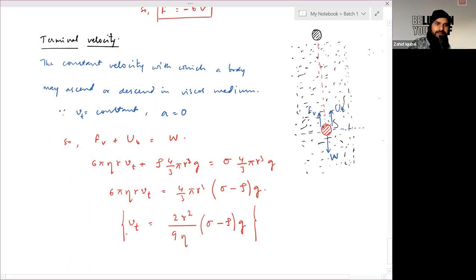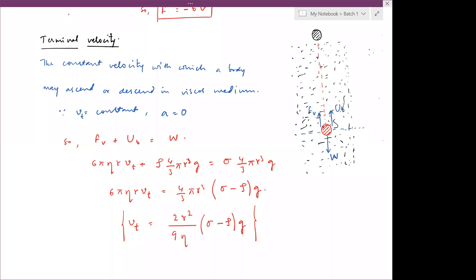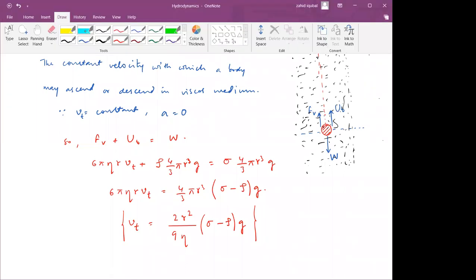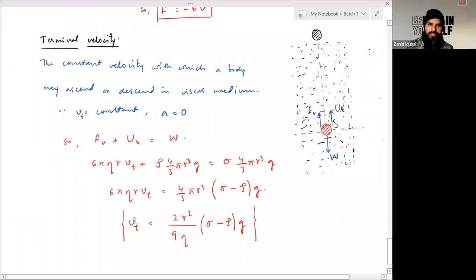Hamza, is it clear? Yes, sir. Nikhil, any doubt? Okay, just write it down.